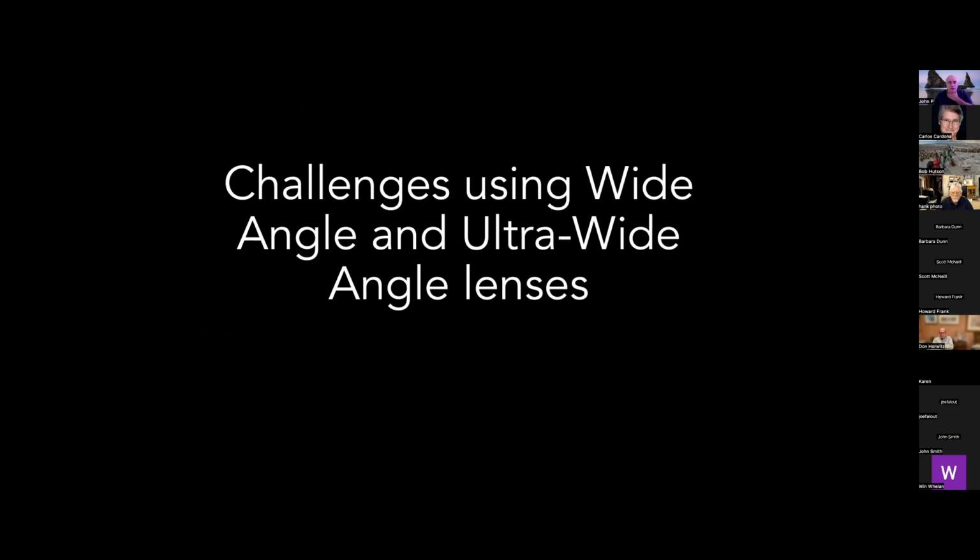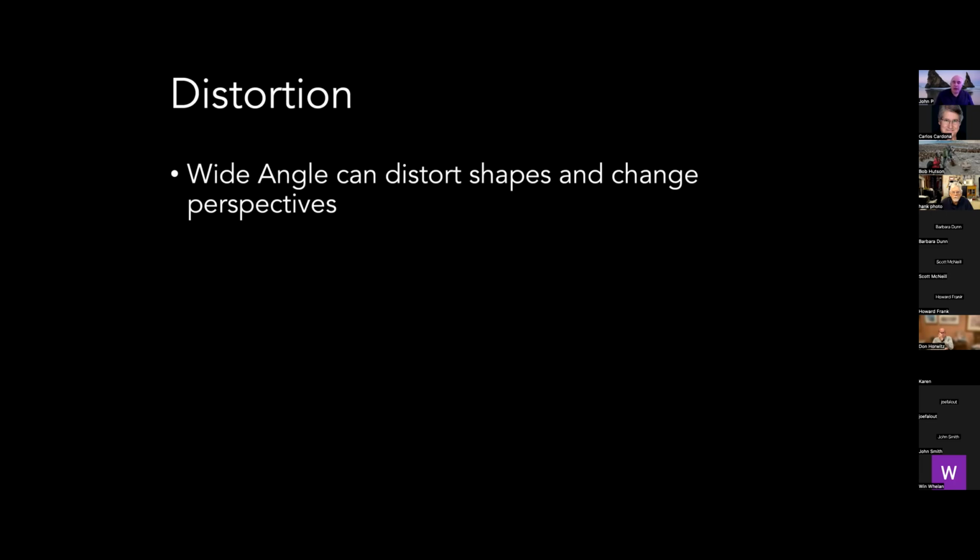So let's jump into some of the challenges that I see for using wide angle and ultra wide angle lenses. First one is that distortion that I talked about. These lenses can distort shapes and change perspectives, both of them. I'll speak about wide angle and ultra wide angle together as one. The ultra wide angles do this more than regular wide angles, but it's true for both. Shapes can get morphed, and then the perspectives. By perspective, I mean the distances between subjects in your composition, as well as the relative size of subjects in your composition.